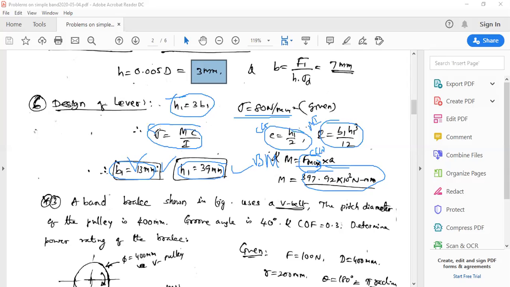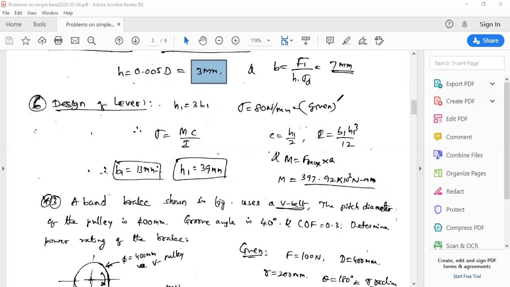This value is 80 Newton per mm square, and this value is to be substituted here, and C value in terms of H1, but H1 is 3 times B1, so 3 by 2 into B1 that you have to substitute here, and then I is B1 H1 cube divided by 12. So this expression that you have to substitute here, one of the terms gets cancelled, and only one unknown remains here, that is B1 that you will be getting, and then H1.